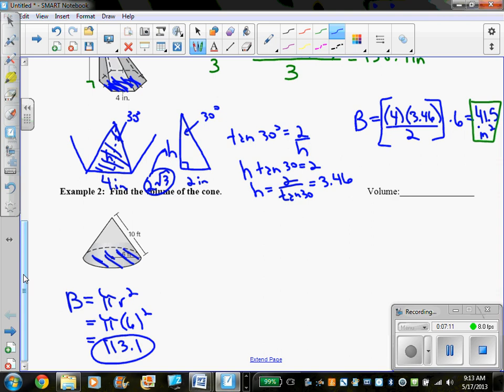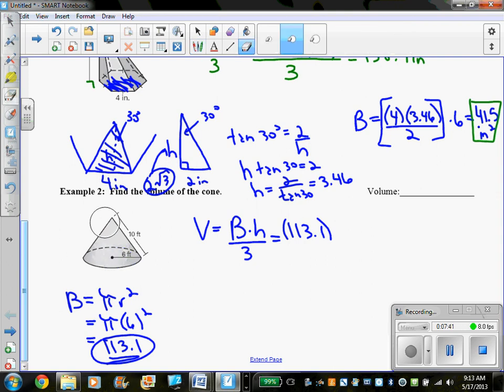Now, when we do volume, it's going to be volume equals area of the base times the height divided by 3. The area of the base we just figured out down here is 113.1. The height is an issue. I cannot stress enough that you need a height that goes from the vertex of the pyramid or cone down at a 90-degree angle. Notice that what they're giving you is what we call the slant height. It's slanty. It's not the height that we need.